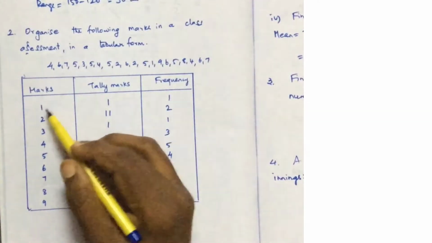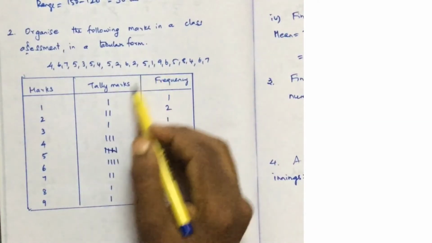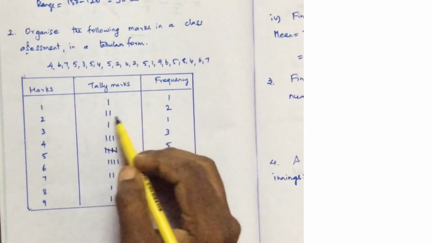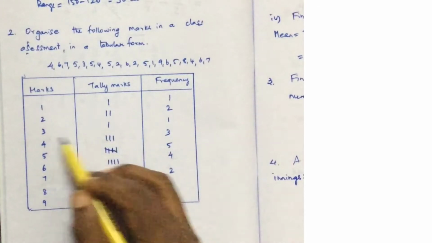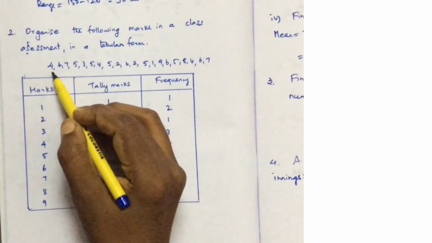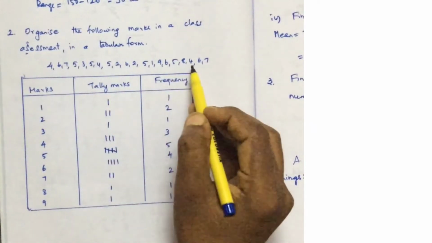So this is, if one has entered only once, I put a single line here. If 2, I have twice, put double line here. Okay, 3 is entered for 1. 4 is entered 3 times. Here is 1 4, here is 1 4, and here is 1 4.